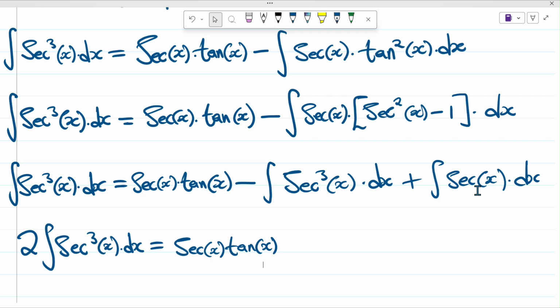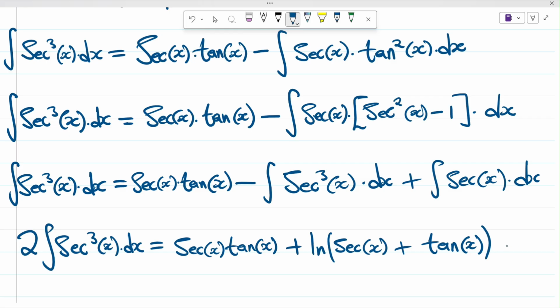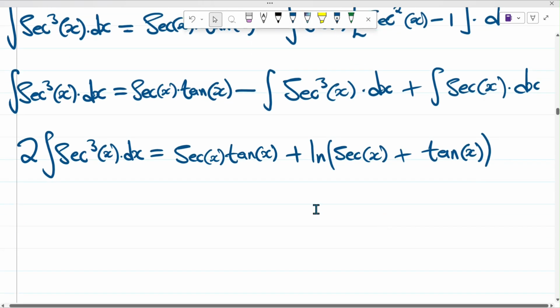Whenever we integrate sec, it's just ln. So this is going to be plus ln of sec of x plus tan of x, and then you close. Then you're almost done. Then now you're not done, because you need to divide by 2 on both sides, so that you can solve your integral of sec cube.